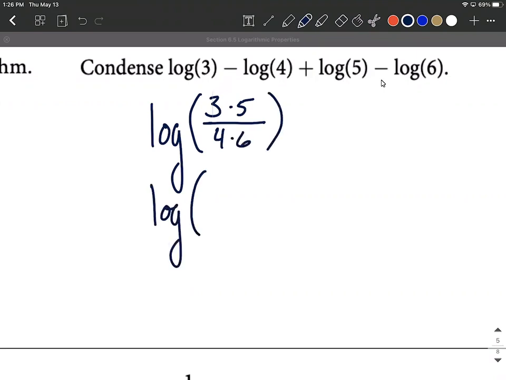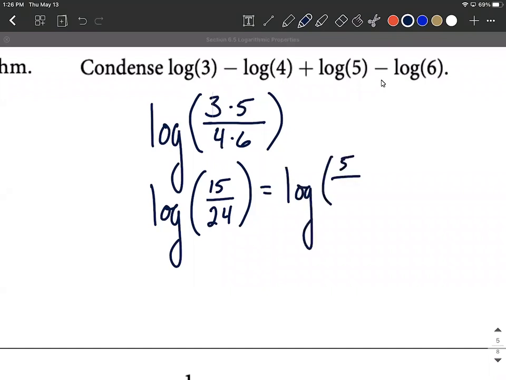Now, as far as the simplifying down goes, we could say, well, 3 times 5 makes 15. 4 times 6 makes 24. These are both multiples of 3, so we can do a little bit of simplifying down inside there. So we can say 5 over 8. So common log of 5/8.